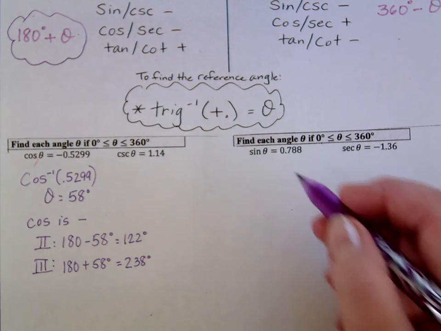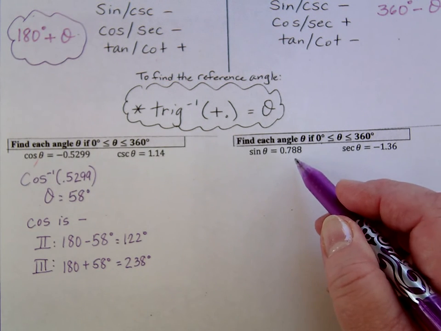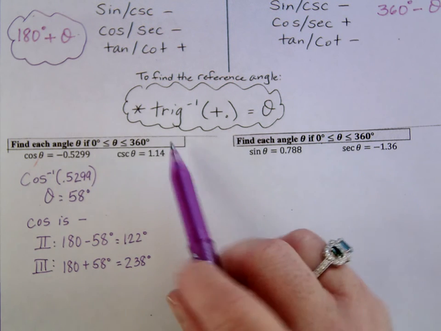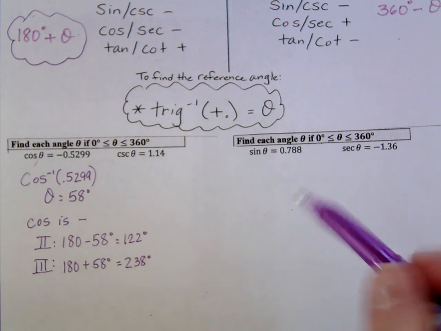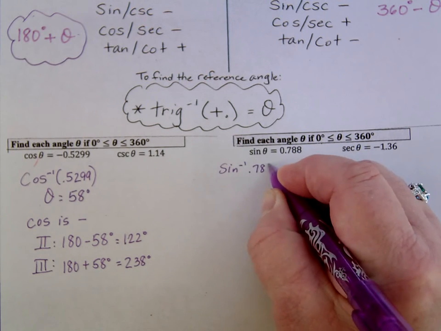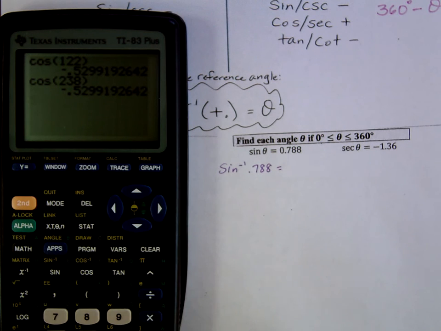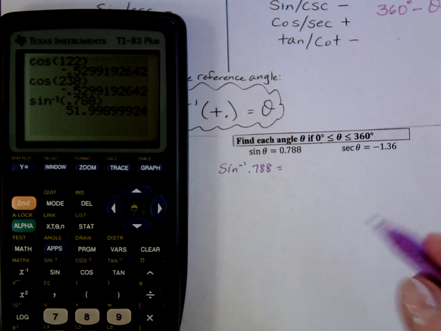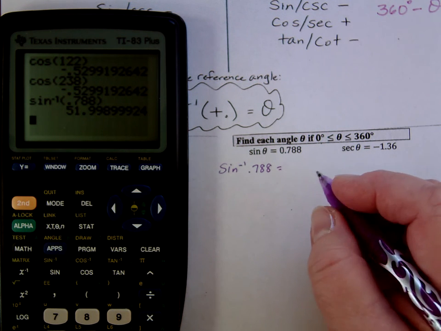So another one kind of like this one. Sine of theta is 0.788. I want to figure out the reference angle, so I'm taking sine to the -1 of a positive 0.788. That's step one. I'm going to go to my calculator and ask what that might be. So I want second sine, I want 0.788. It gives me 51.99899. So I'm going to round that again to 52 degrees.